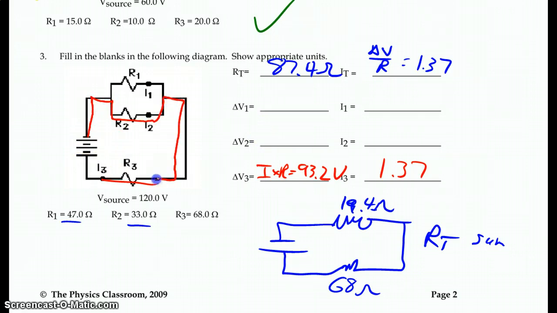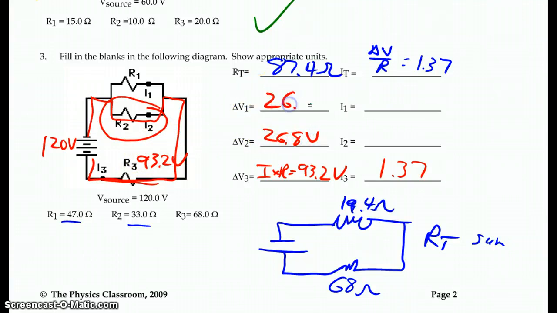Now I'm putting in 120 volts. I have to use up 120 volts. I'm losing 93.2 volts in this one. So that means the potential difference of R2 has to be the difference between those two. So 120 minus 93.2 is 26.8. And then this has to be the same as that because those two are in parallel with each other.